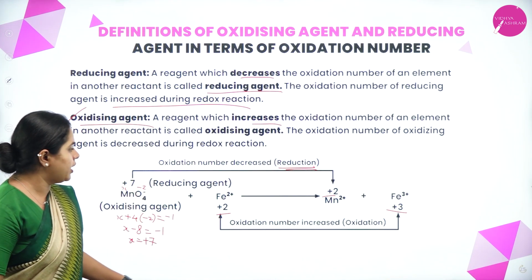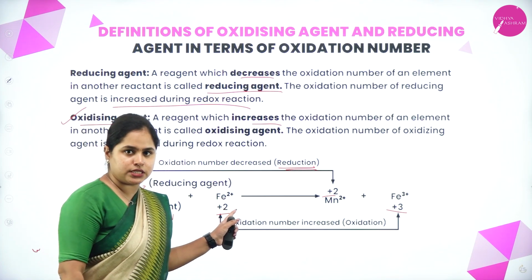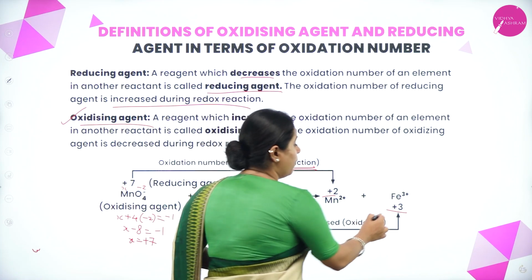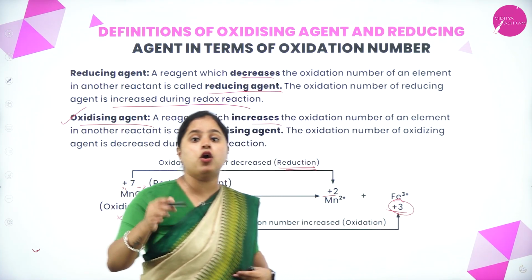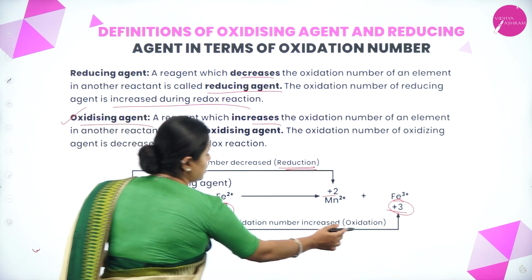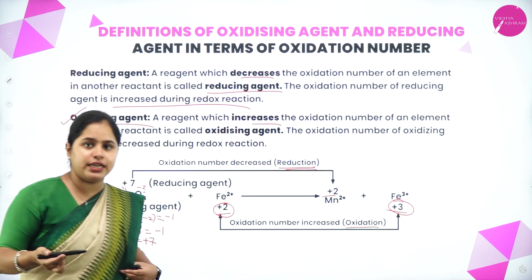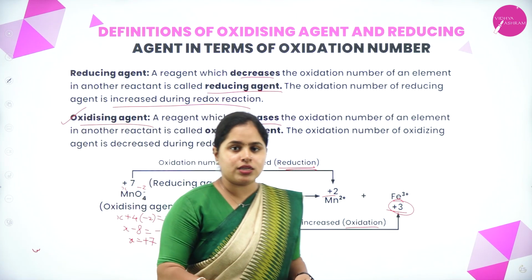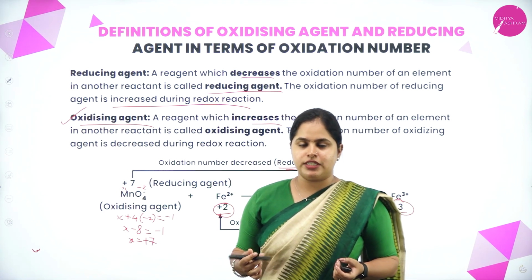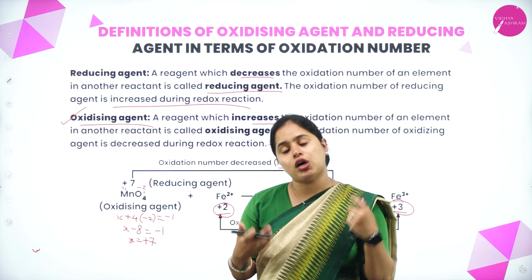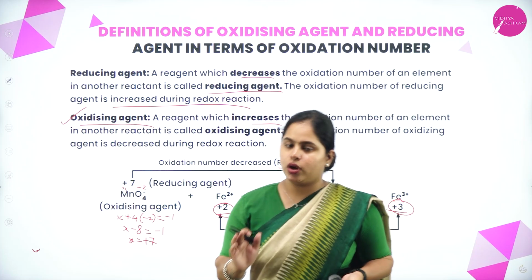Now coming on to iron, what is happening here? Fe2+, that is oxidation number +2, is getting converted into +3, right? So the oxidation number has increased, so it is undergoing oxidation. Iron is undergoing oxidation and manganese is undergoing reduction. So I hope it is clear. Oxidation is the reaction in which the oxidation number increases and in reduction the oxidation number decreases.